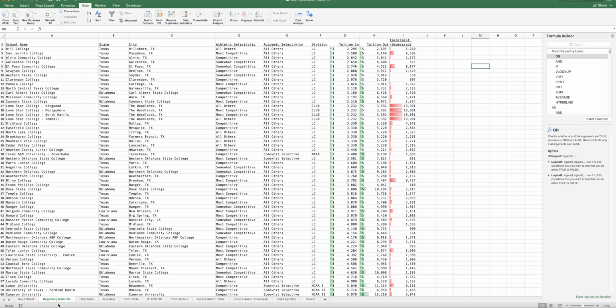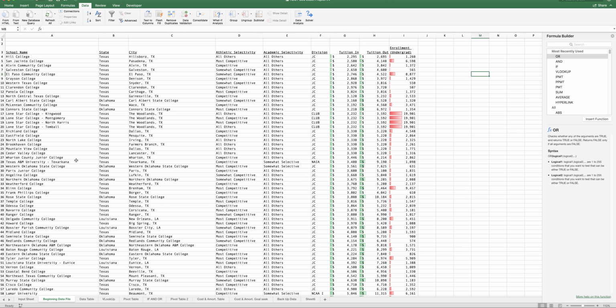So with that being said, I was able to pull down information from the internet on all the colleges in the United States, and the data set I was able to pull down had specific characteristics in terms of how selective the school was in terms of athletics and also from an academic standpoint. And the data also gave me the in-state and out-of-state tuition, along with the enrollment for undergraduate students at the school.